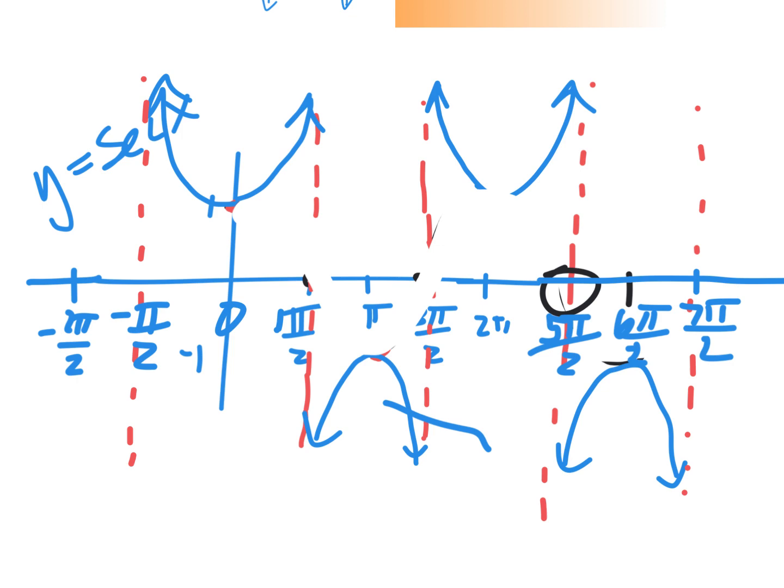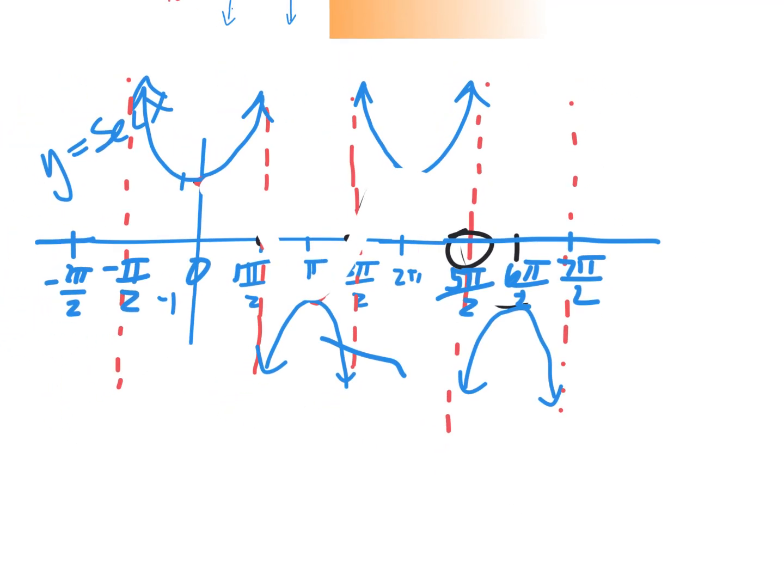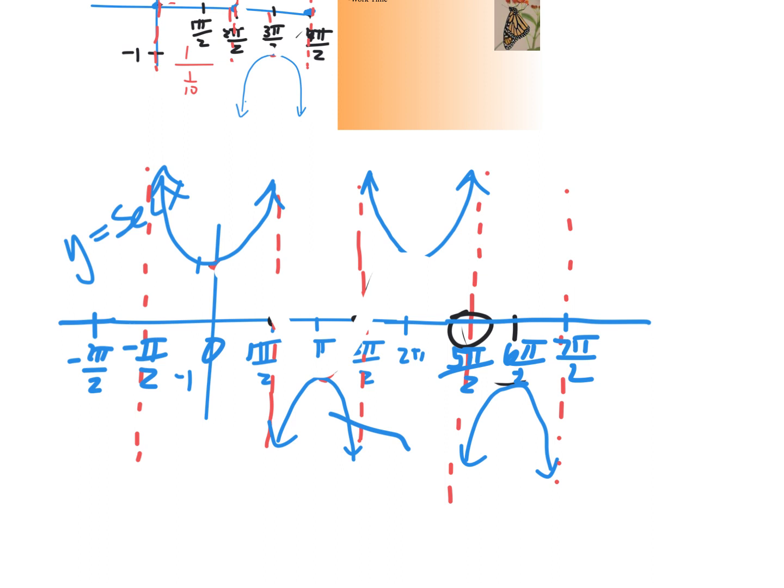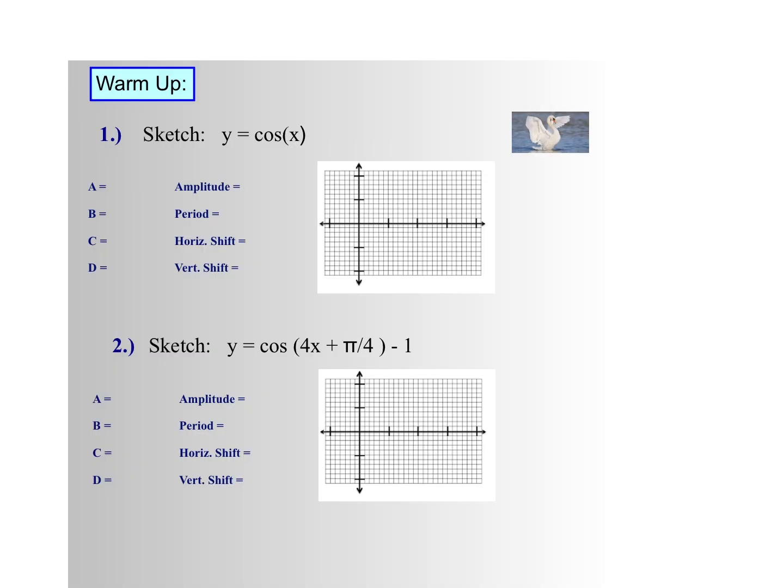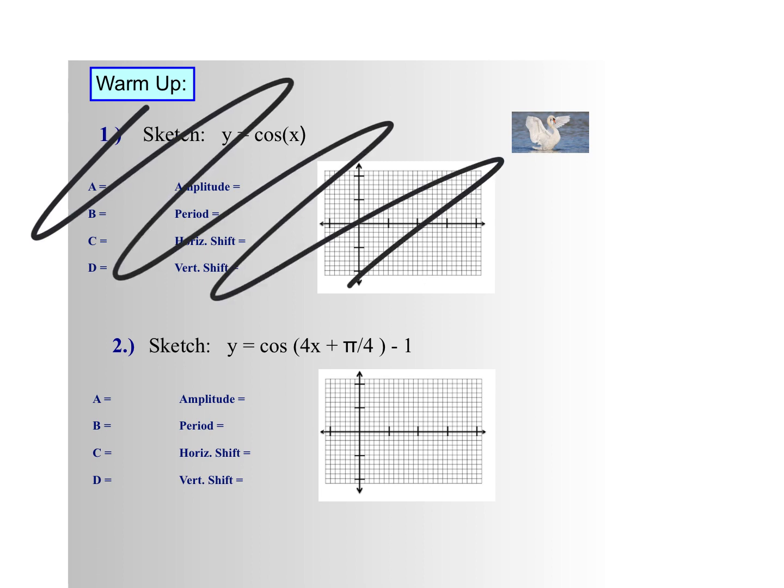Okay, so there's a quick overview of how to do secant, which is riding on the back of its sister function, cosine. All right, so now let's look through. It asks you to graph cosine and then do a stretch and a shift of cosine. This is a good practice, except we've already graphed cosine, so let's skip that part.